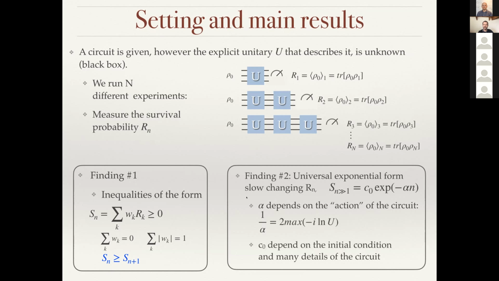Our second finding is that if the survival probability changes slowly enough, which will be defined later, then these numbers that appear in the inequality satisfy exponential decay. And this is quite universal. The coefficient here depends on the circuit, on the action of the circuit, and the prefactor depends also on the initial condition. But of course, if you take a log plot, then this simply raises or lowers the graph. All the information is here.